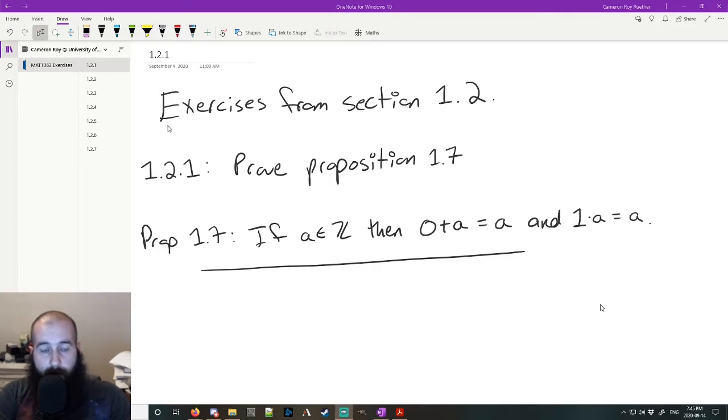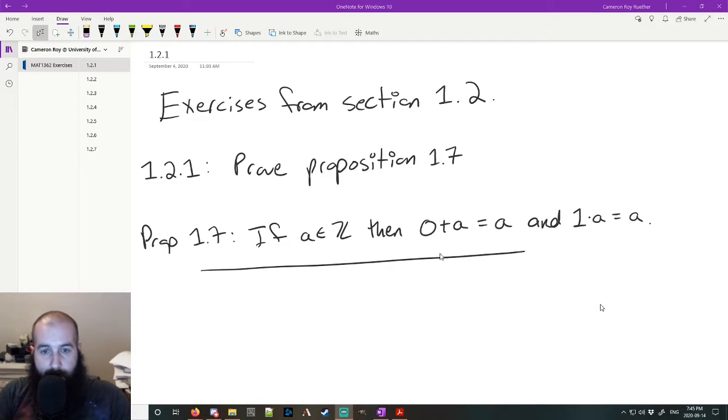So, as we can see here, I'll be doing the exercises today from section 1.2, which I've listed out here from exercise 1 to 7. So let's just get into it. The first one is to prove proposition 1.7, which I've written out here. And it says that if a is an integer, then 0 plus a is equal to a, and 1 times a is also equal to a.